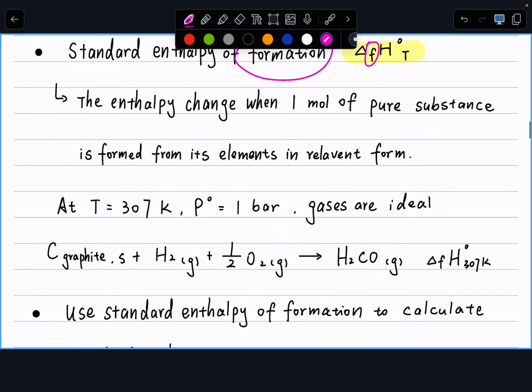All right, so for example, if we have formaldehyde, H2CO, this is the one we care about. The formation enthalpy means we're forming formaldehyde from the elements themselves. So what are the elements we have? We have carbon in its graphite form, H2 in its gas form, and oxygen in its gas form. And the delta H for this reaction is the delta H of formation of formaldehyde.